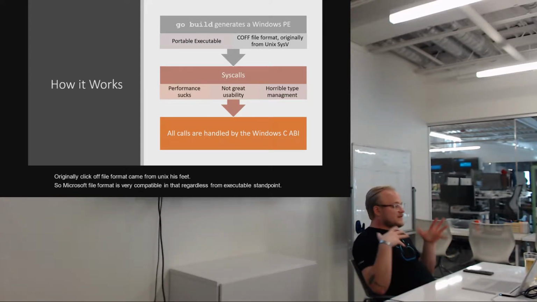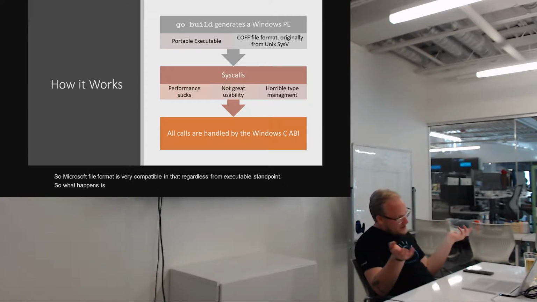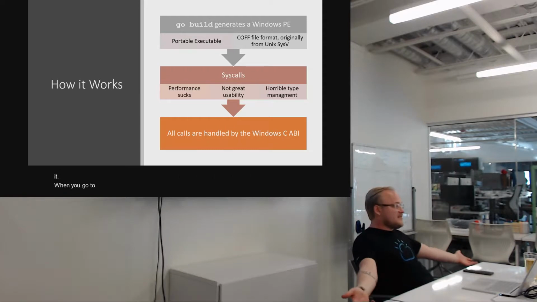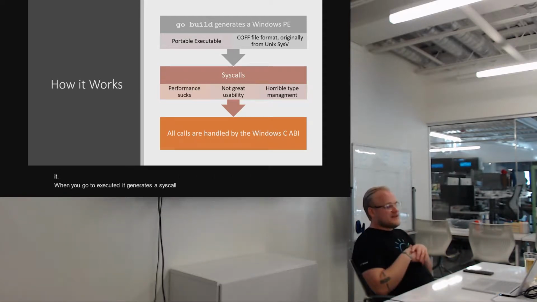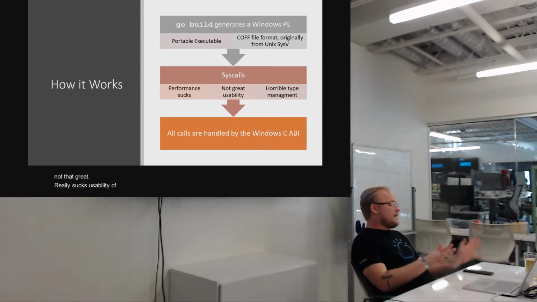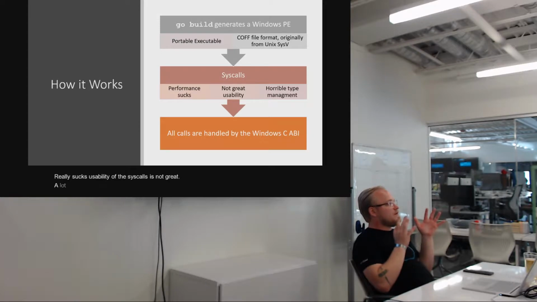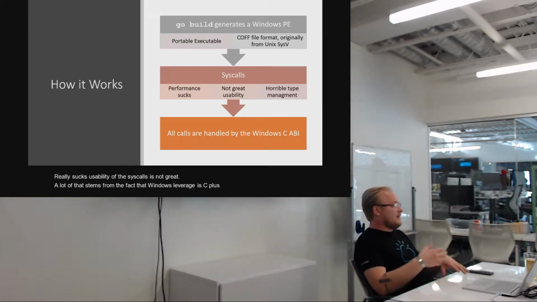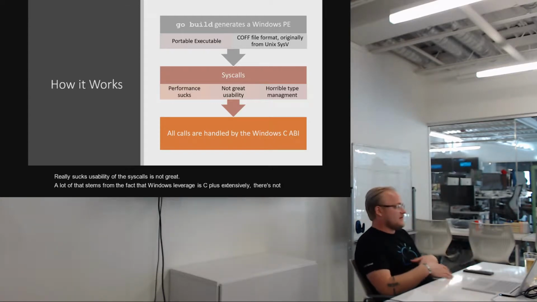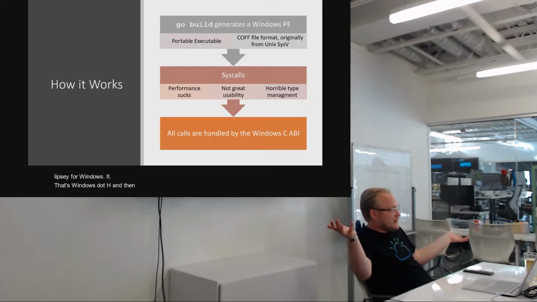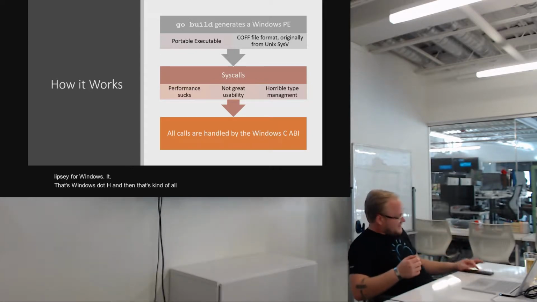So what happens is once go build generates a Windows PE or .exe, depending on how you want to call it, when you go to execute it, it generates a syscall like everything does. The syscalls are really not that great. Performance really sucks. The usability of the syscalls is not great. A lot of that stems from the fact that Windows leverages C++ extensively. There's not a libc for Windows. It's windows.h, and that's all the important things, and it's all C++.